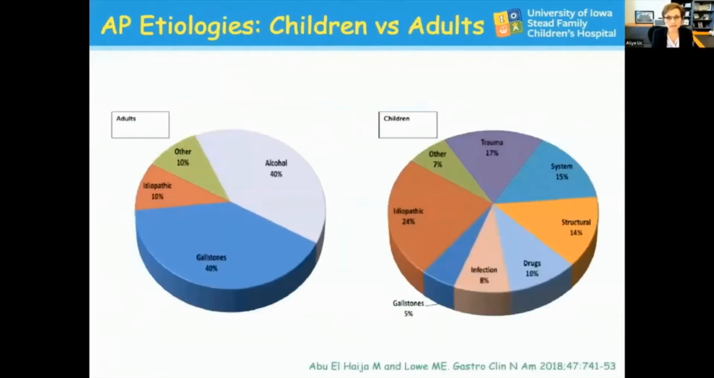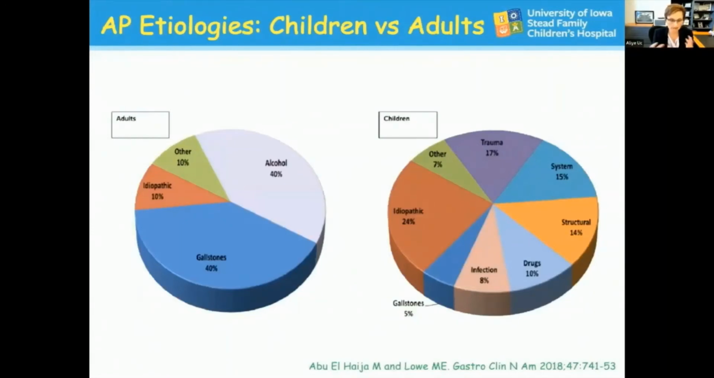And the etiologies in children and adults are a little bit different. With adults, the most common etiologies would be gallstones and alcohol, and then some idiopathic etiologies, versus in kids, there's a variety of etiologies, most common being idiopathic. Then we have viral infections, medication usage, anatomical problems, trauma, and systemic illness.